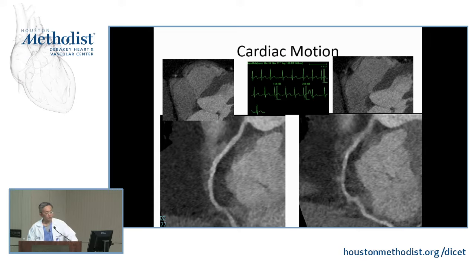Cardiac motion. Cardiac motion is mostly due to slight irregularity of the cardiac rhythm, and because coronary trees move throughout the cardiac cycle. As you can see here, this is the same patient, same study, at a different part of the cardiac cycle. You can see the right coronary is much more blurry compared to this. I believe this is during diastole, this is during systole.